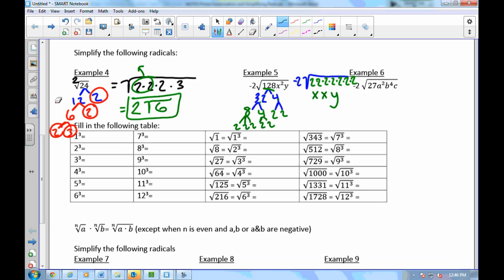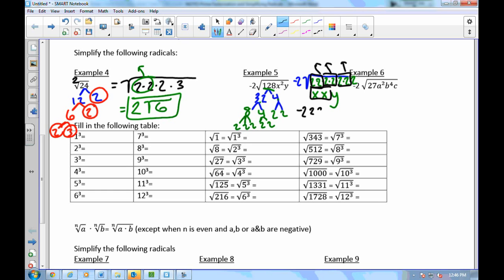How many groups? So like that's 1 group. Oh, 3. So 3 groups. So there were 7. Is that the only thing that's going to pull out? Do we have anything else that could pull out? The x's, yes. So when we pull out, I pulled out 3 groups of 2.